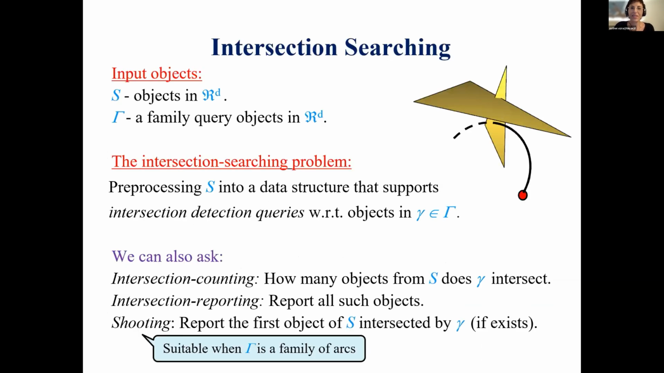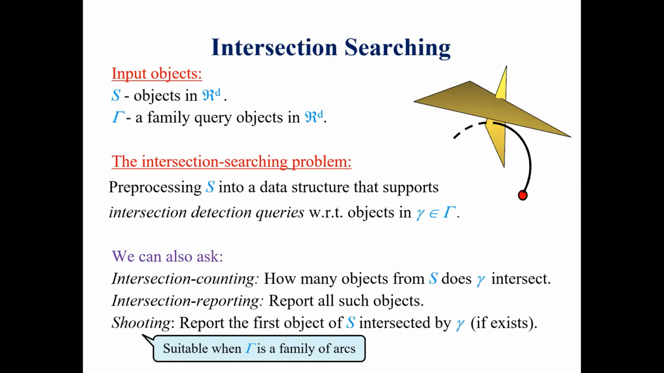Okay, so now to the scientific part of this talk. What is intersection searching? This is a family of problems in range searching, and it goes as follows. The input objects consist of a family S. These are simply shaped objects in R^d, for example, triangles in free space, as this illustration shows. And gamma is a family of query objects in R^d, for example, circular arcs.